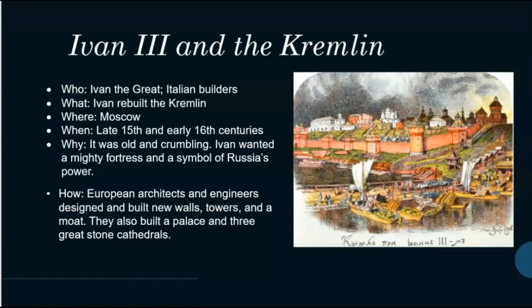Why? It was old and crumbling. Ivan wanted a mighty fortress and a symbol of Russia's power. And how? European architects and engineers designed and built new walls, towers, and a moat. They also built a palace and 3 great stone cathedrals.